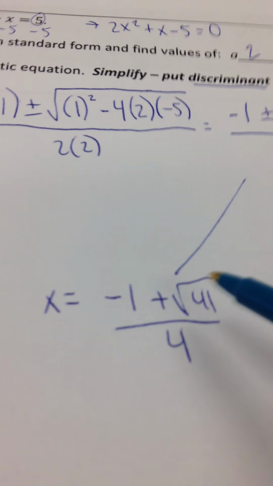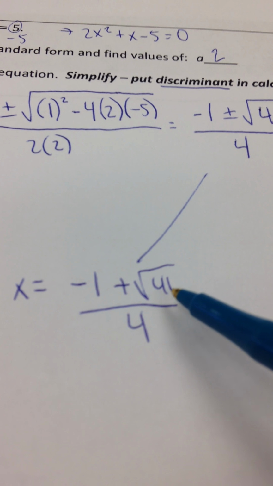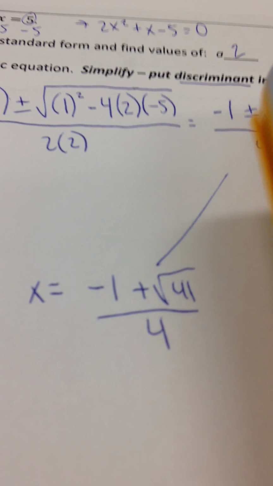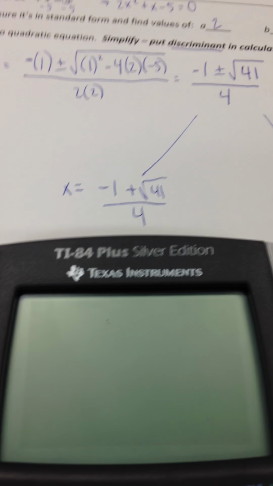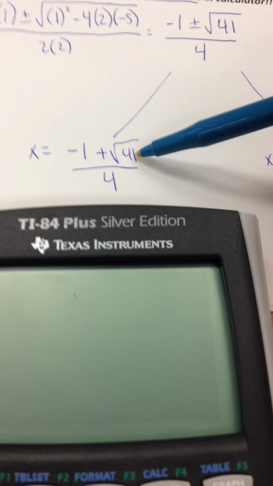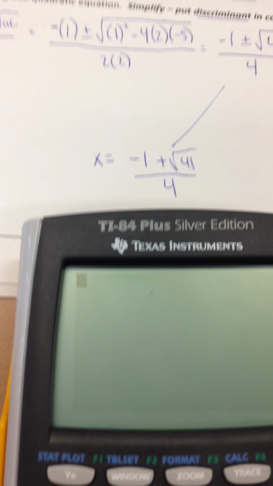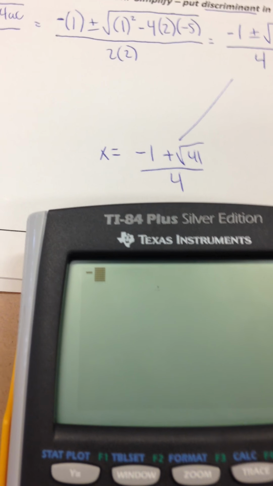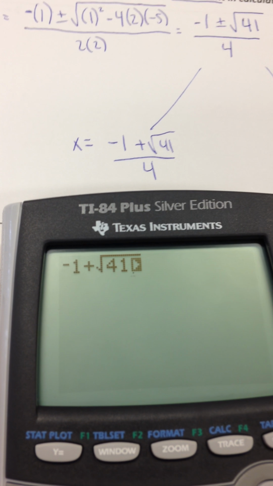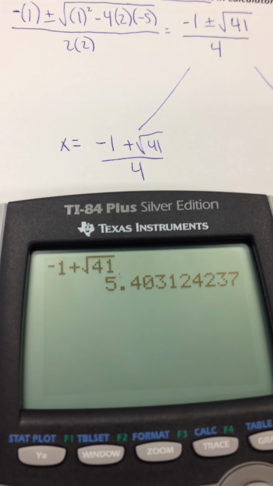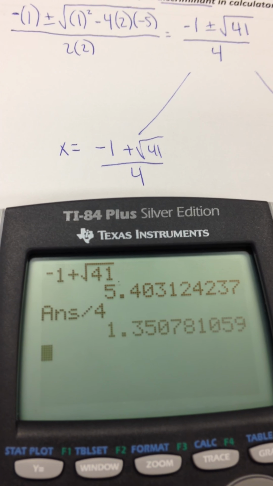Okay? The square root of 41 is not a whole number because 41 is not a perfect square. So I don't know what that is. So I'm going to have to use my calculator to help me. All right? And that's a good practice just in general for these until you get really good at them. But always when the discriminant is not a perfect square, you're going to need your calculator. So I'm going to do just the numerator first. Trust me on this. -1 plus the square root of 41, then press enter. Now divide by 4. If you do it all in one step without using parentheses, it'll be wrong.